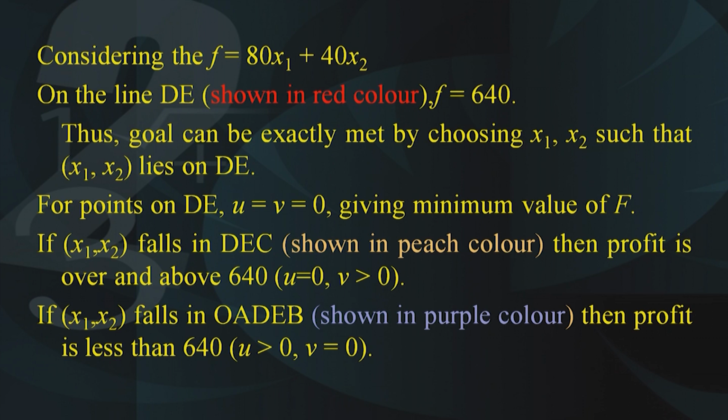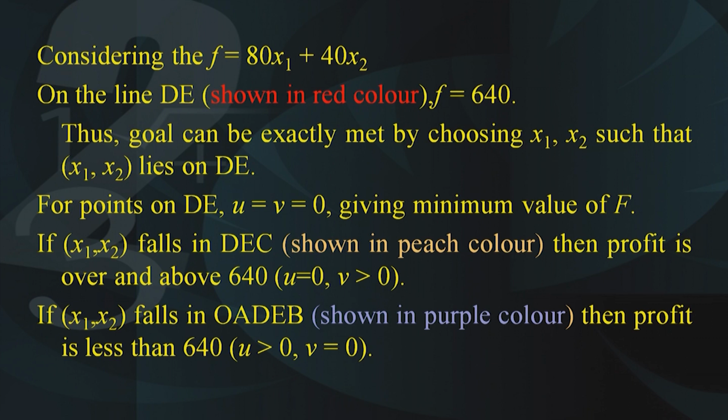Considering the function f equal to 80x1 plus 40x2, we find that on the line DE, as shown in the red color, the value of f is equal to 640. Thus, the goal can be exactly met by choosing x1 and x2 such that x1, x2 lies on the line segment DE. Now, let us come to the points on DE. For points on DE, u and v are both 0, giving the minimum value of capital F. That is, for all the points on the line segment DE, the goal will be exactly satisfied.